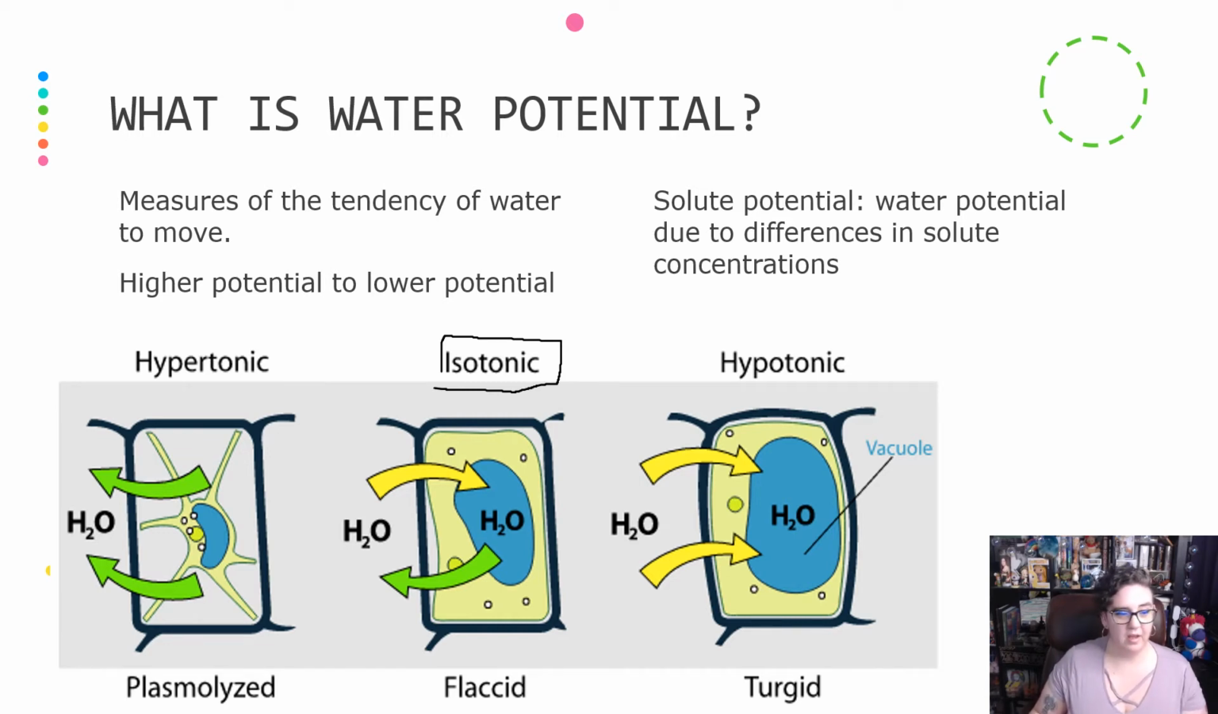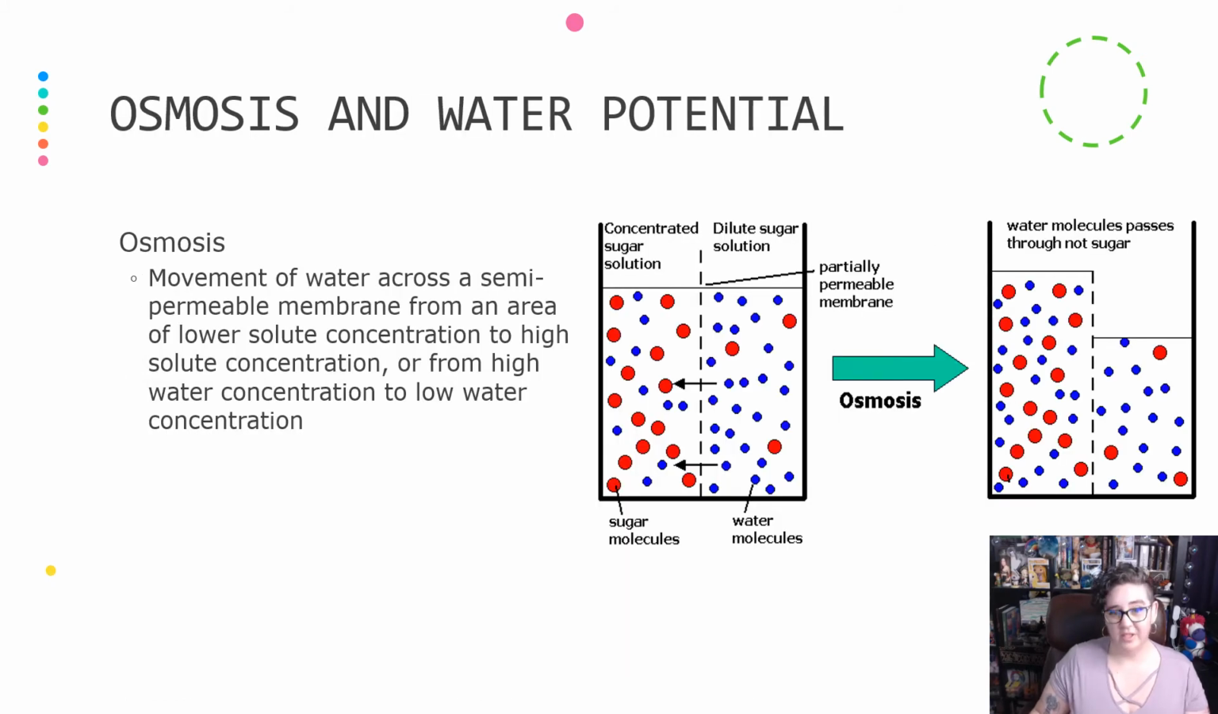That would be a movement of water that is a net of 0, okay? And hypertonic, and hypotonic. So osmosis, you know, is a movement of water across a semi-permeable membrane, from an area of low solute to high solute concentration, right? And that's essentially from an area of high water concentration to an area of low water concentration.